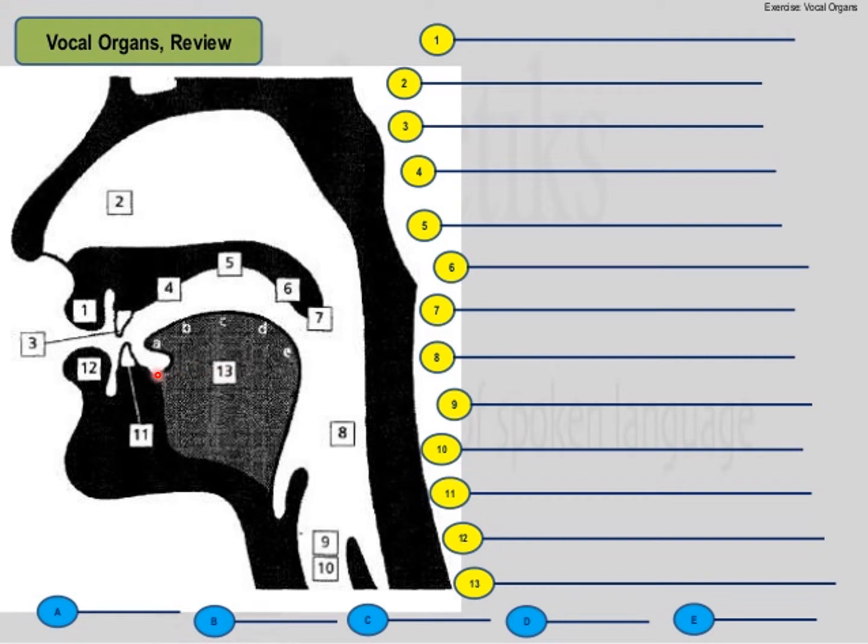And of course, as you can see, and I also already said this, it's divided into different parts: the tip, the blade, the front, the back, and the root. Okay, so these are the speech organs or the vocal organs.